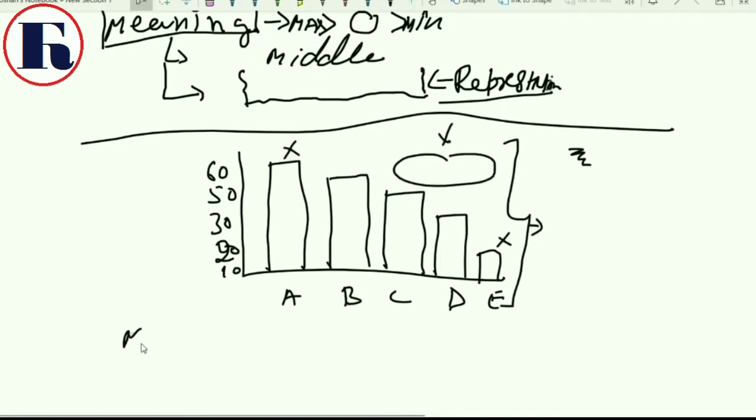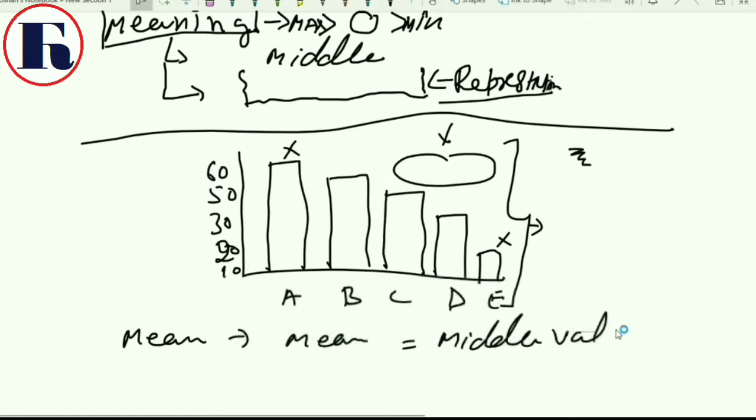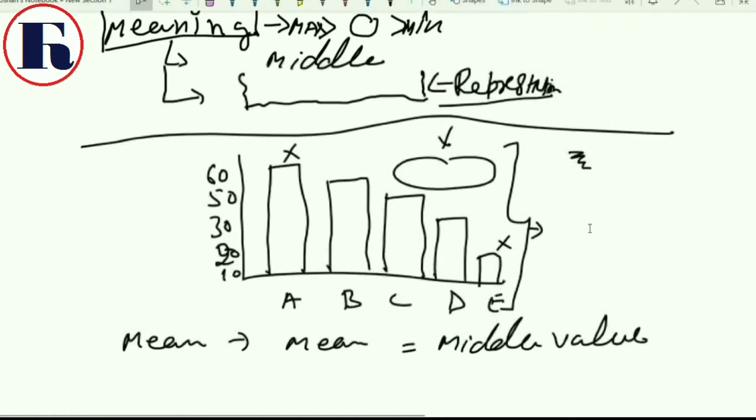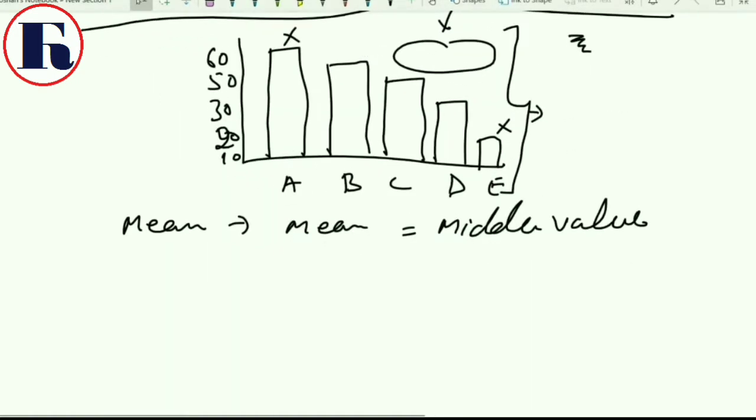I just want to visualize what actually the meaning of average is. Whenever we talk about the meaning, generally we can call it a mean, or another word, a middle value. Got it? It could be either mean or middle value. Whenever we talk about a random distribution of numbers, random distribution means there is no common pattern.